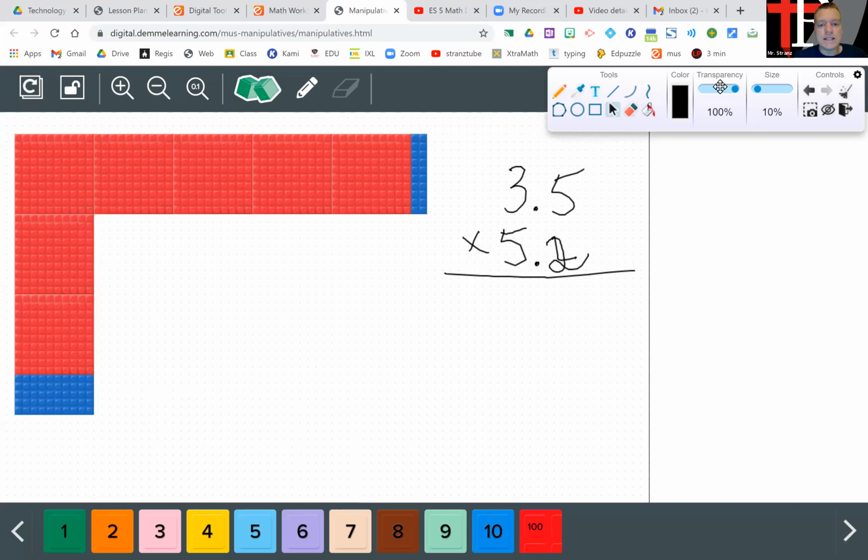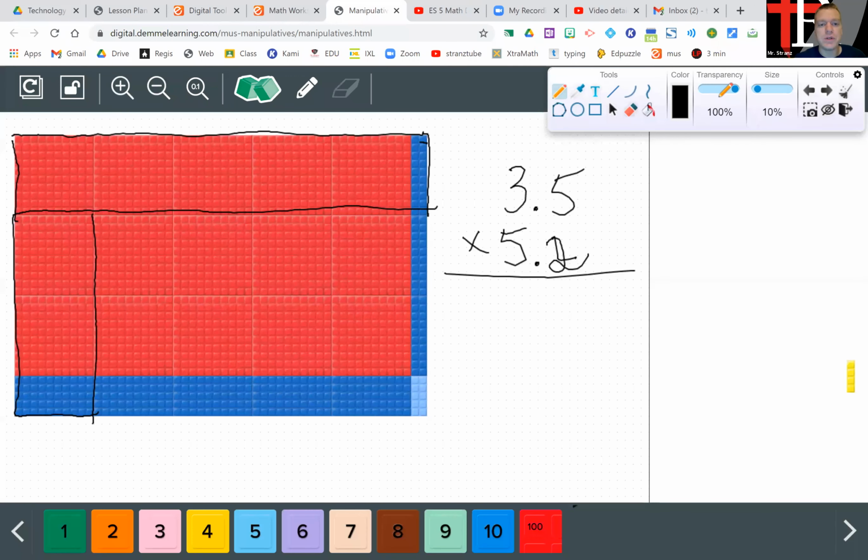Okay, we're back. So now we can see I filled in the rest of my rectangle. I outlined in black what my original problem was. So as you can see, the original problem again was 3.5, which is my vertical here, and 5.2, which was my horizontal. After filling in the rest of the rectangle, we can go ahead and count now. So remember, the reds are going to be whole numbers. I got 15 wholes. So I'm going to go ahead and write 15.